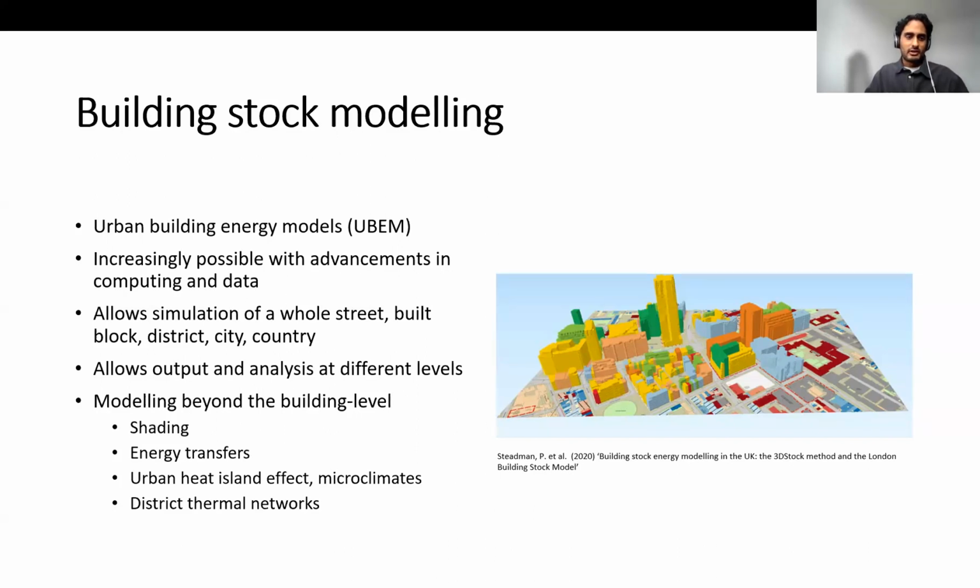Also, doing stock level modeling allows us to capture some of the effects that wouldn't be possible when doing building level modeling, such as the energy transfers between the different modeled buildings, and also perhaps urban heat island effects and some microclimates. And we can also model entire thermal networks, for example, district heating or cooling networks, which would otherwise not be possible when modeling building by building.